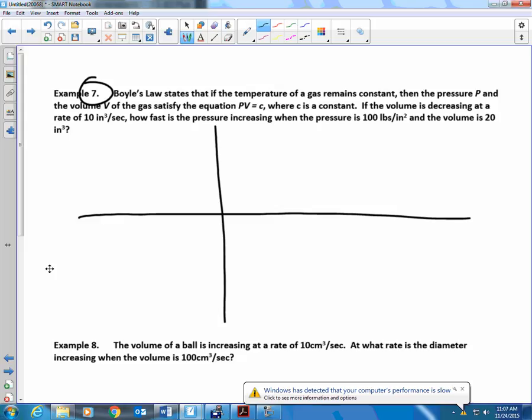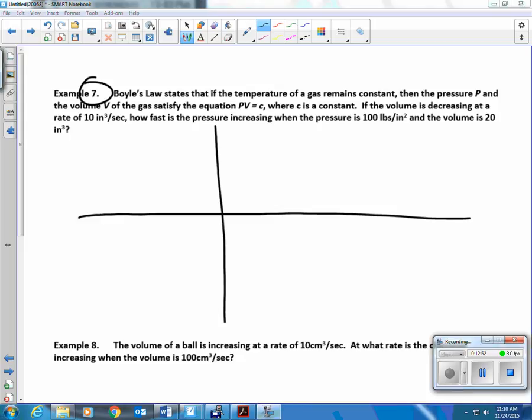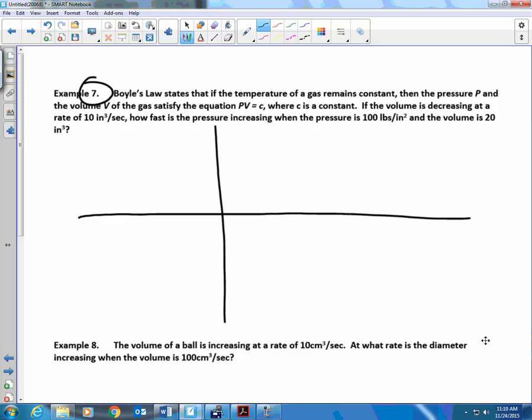Okay, let me demonstrate. In terms of modeling the problem, we talked about it, and we'll go on from there. So we have a formula. The formula is PV is equal to C. Somebody tell me my knowns and my unknowns in this problem. Yeah, V prime is equal to negative 10. Notice that it is decreasing. So the volume is decreasing, so therefore you write a negative number. Okay, what else do we know?